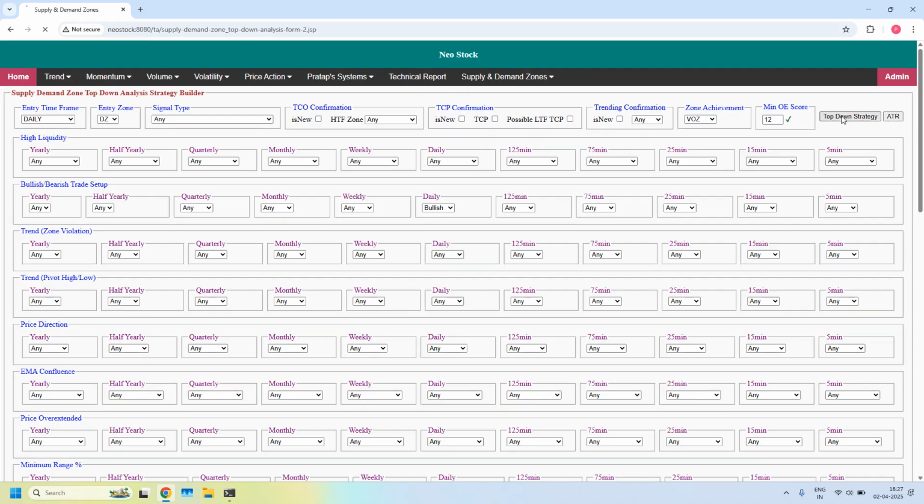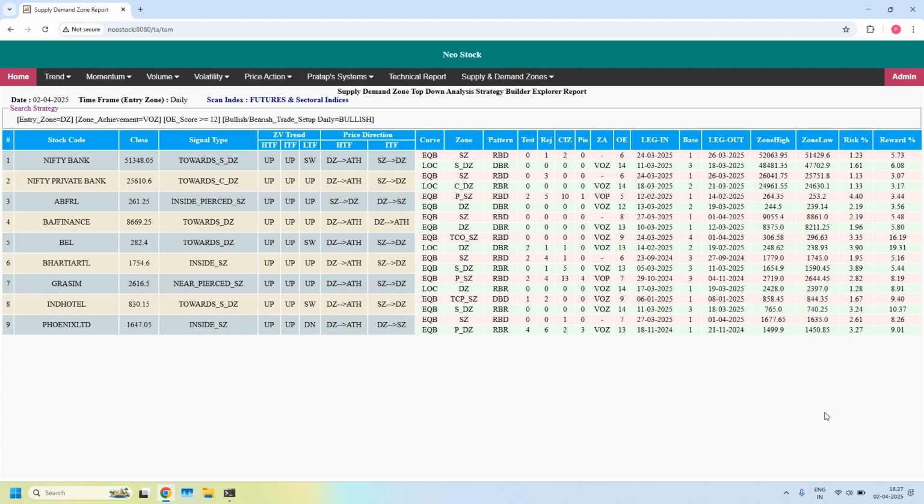So with these filters, we got 9 stocks supporting bullish trade setup for monthly income trade, and all these entry time frame zones are daily demand zones. For monthly income trade, entry time frame is daily. That is LTF zone. Out of these 9, there could be some high probability zones that we need to filter.